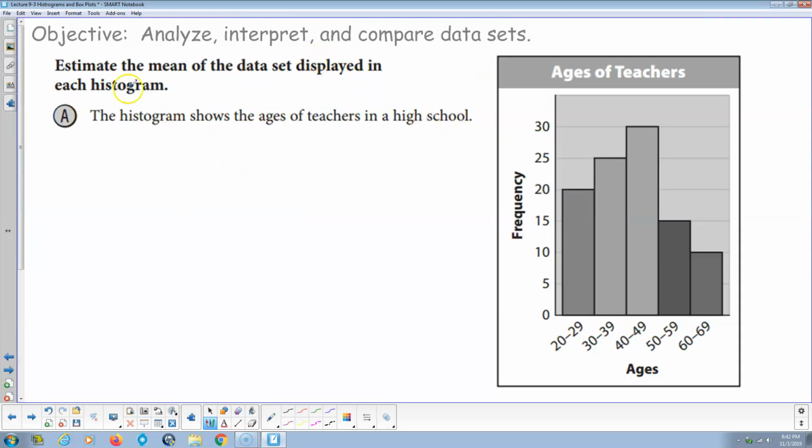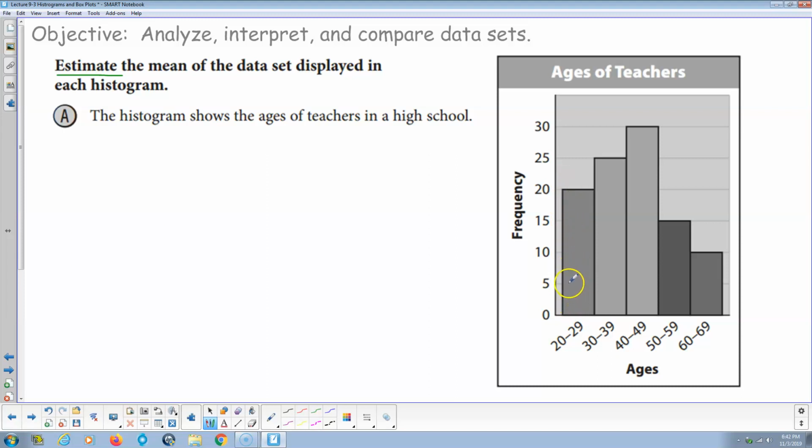Okay, now, estimate the mean. So the key word here is estimate the mean of the data in the histogram. We'll never know exactly, because for all these guys in the 20 to 29 interval, what are they? Are they 20? Are they 22, 23, 27, 29? They can be any of those. There's just 20 of them.